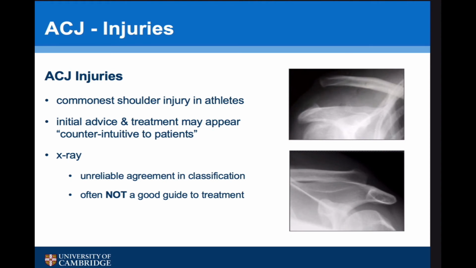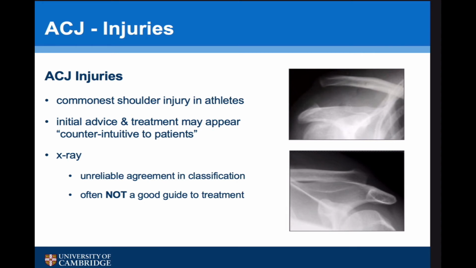AC joint injuries in the form of subluxations or dislocations are one of the commonest shoulder injuries that we tend to see in athletes. Treatment can be a little bit difficult because the initial advice and treatment that we're recommending is often counterintuitive to patients. When they see the clavicle clearly displaced and you're recommending that you do nothing, understandably, they find it difficult to believe that this is actually going to give them a good functional recovery.